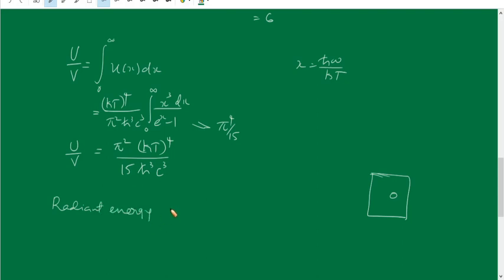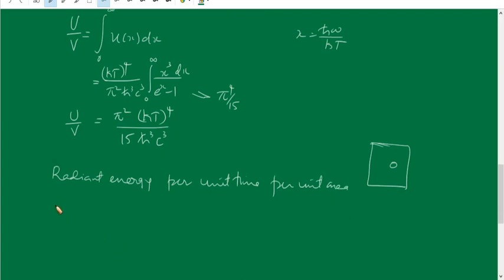energy per unit time per unit area. So that is given by E equal to 1 by 4 U divided by V into c. So this is the rate of flow of radiation per unit area, or radiant energy per unit time per unit area.